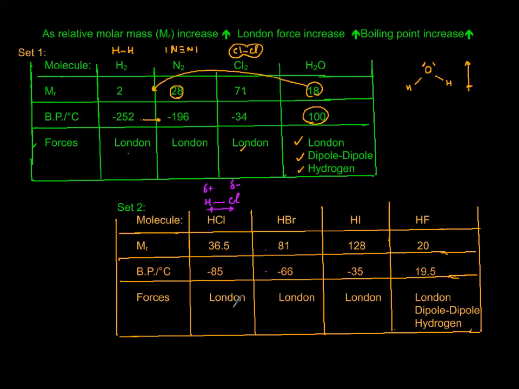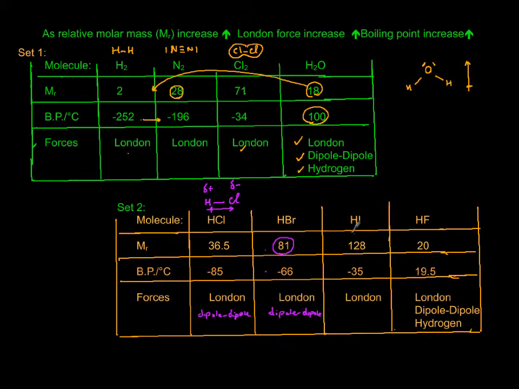What do you have? You have London dispersion. You also have dipole-dipole in both cases. But since they are both polar, I'm going to use as my argument the molar mass goes up, the London dispersion is increased, therefore you have higher boiling point.